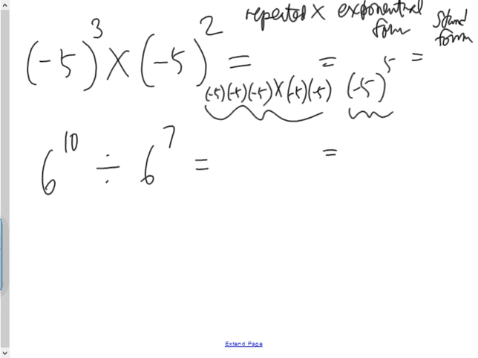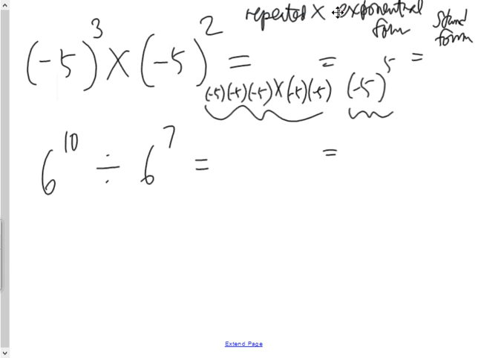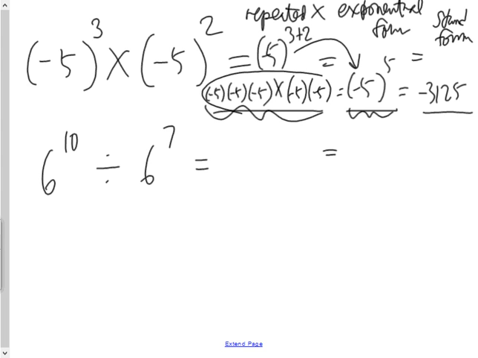And if we grab our calculator and say negative 5 as the base to the exponent of 5, it tells me the answer is negative 3,125. Okay? So that's repeated multiplication, exponential form, and standard form. What I could have also done is simply use my exponent laws, which would keep the base and add the exponents. If I had used my exponent laws, I would have gotten this answer without having to do repeated multiplication.